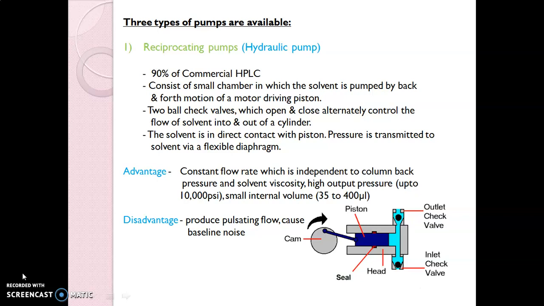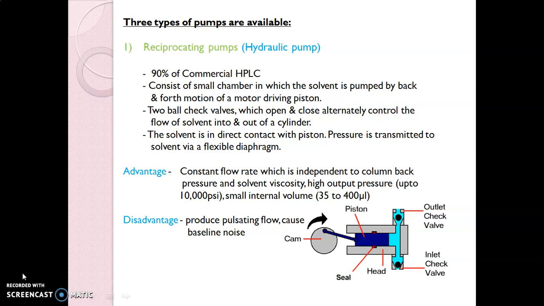First, the reciprocating pump, also called the hydraulic pump. Majorly two types of pumps are there: one is the hydraulic pump and another is the pneumatic pump. Hydraulic pump means the pump in which we are pressurizing anything with the help of liquid, and in the pneumatic pump we are pressurizing anything with the help of air pressure. So the reciprocating pump is the hydraulic pump. It is 90% of what is commercially available in HPLC, and this type of pump is the most popular in HPLC.